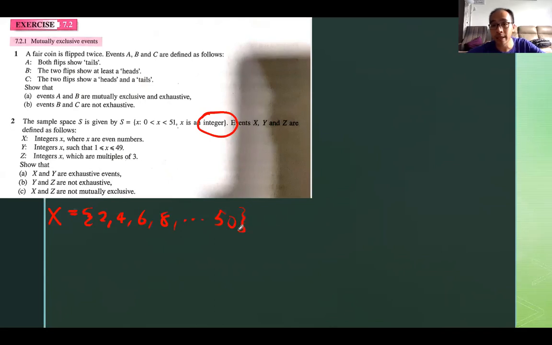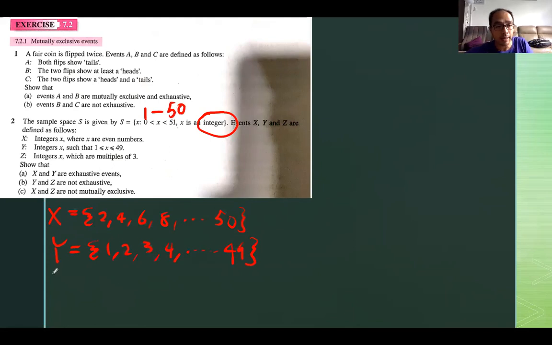Okay, so all these are even numbers. Y, okay, Y dia cakap adalah integers such that X is between 1 and 49, including 1 and 49. Okay, this is so funny. Okay, so it is 1, 2, 3, 4 sampai nombor 49, which means number 50 is not included because the sample space is between 1 to 50.